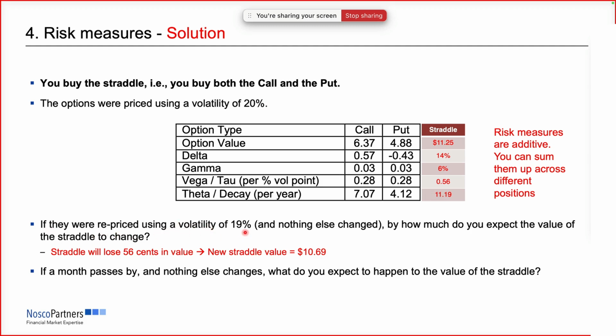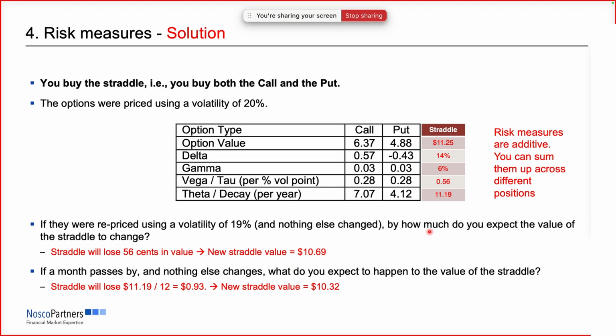We said what's happening if volatility goes from 20 to 19. Well, we know that here the sensitivity to volatility is 56.56, so $0.56. So for every volatility point I gain, my option will gain 56 cents in value. But if volatility goes down by 1 vol point, this option would lose 56 cents. And the new value would therefore be 11.25 minus 0.56, which is 10.69.